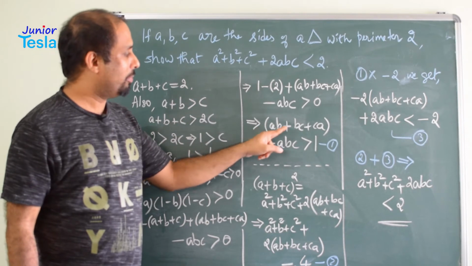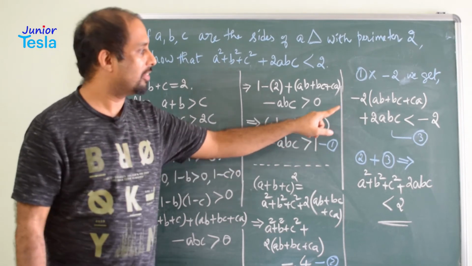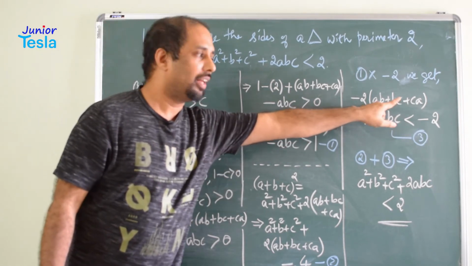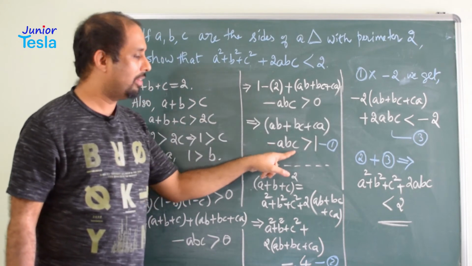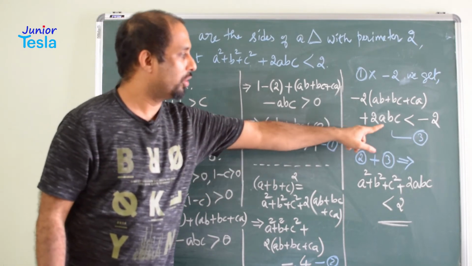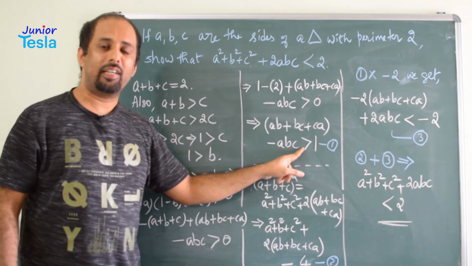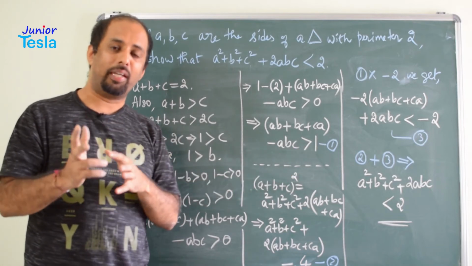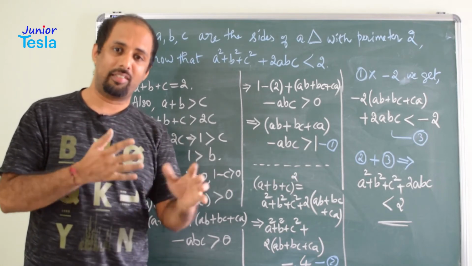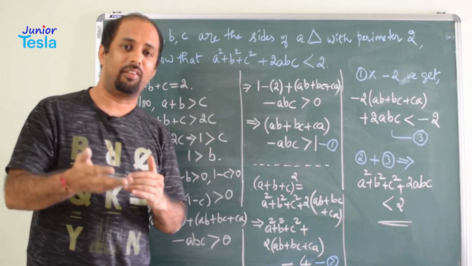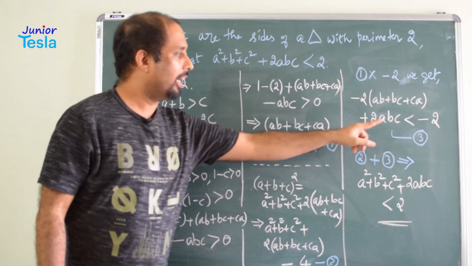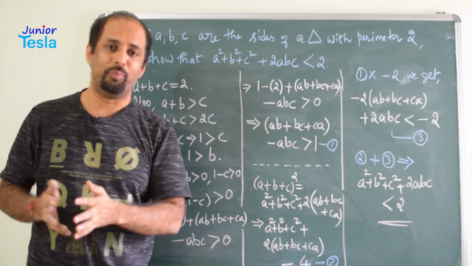So ab plus bc plus ca into negative 2 is equal to negative 2 times this, then minus abc into negative 2 is equal to plus 2abc, and the inequality sign gets reversed. Whenever you are multiplying a negative term to either side of the inequality, the sign gets reversed. So here greater than 1 has become less than negative 2.